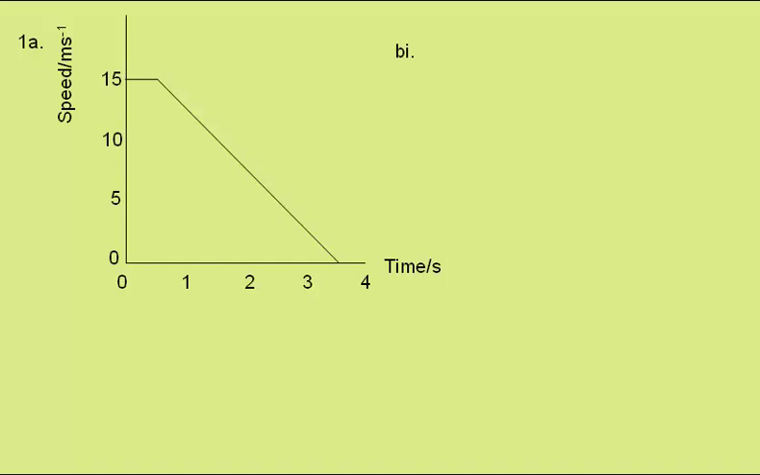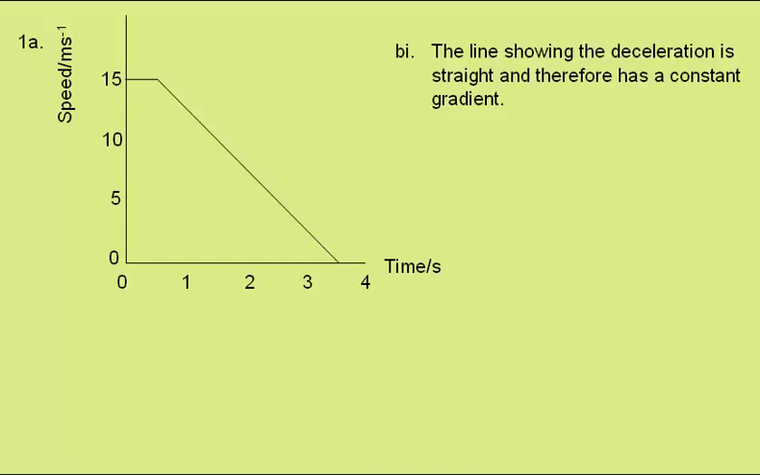In B part 1 we need to state and explain what feature of the graph shows that the deceleration is uniform. Well, the line showing the deceleration, this part of the line, is straight and therefore has a constant gradient. And it is the gradient of a speed-time graph that gives the deceleration.